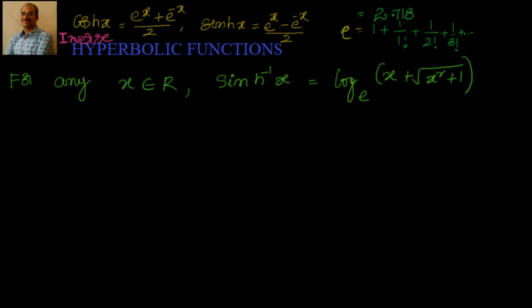First, let us say that this is equal to y. So y is equal to sinh inverse of x. I have to prove that now. That's nothing but equal to this one. Okay, fine. So this gives me x is nothing but equal to sinh of y.